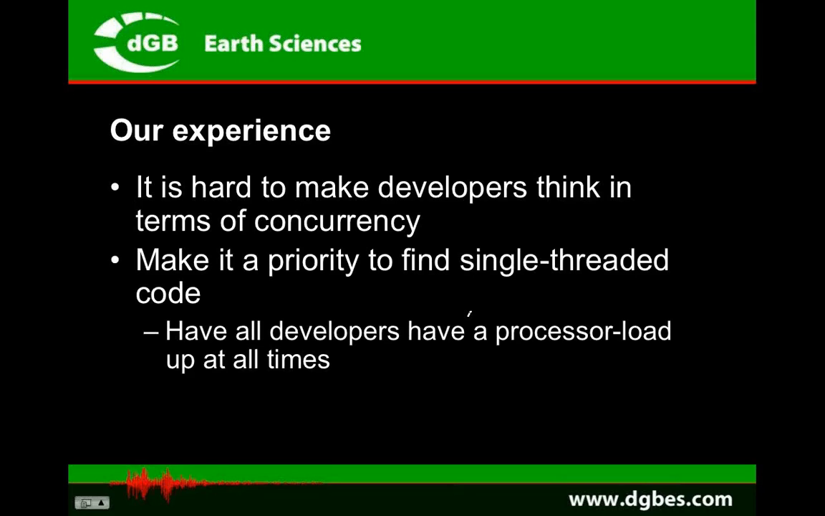We want to make it a priority to find single-threaded code. Well, a lot of the code is single-threaded, and many times it doesn't matter. But I want all my developers to have a processor load up at all times, so they can see a graph of what's happening on the CPU when they're running OpendTect. And if they see that at a certain point the user has to wait for a couple of seconds or for a minute, and the CPU is just idling at one single processor, then that is something that we have to address. That is a very good way of finding these things.